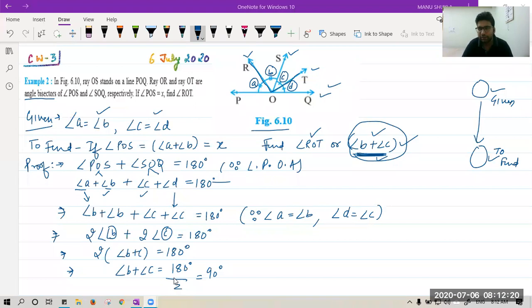Sir did not understand this part. Okay. Ananya is saying 90 degree. Okay, most didn't get this. I will explain one more time.